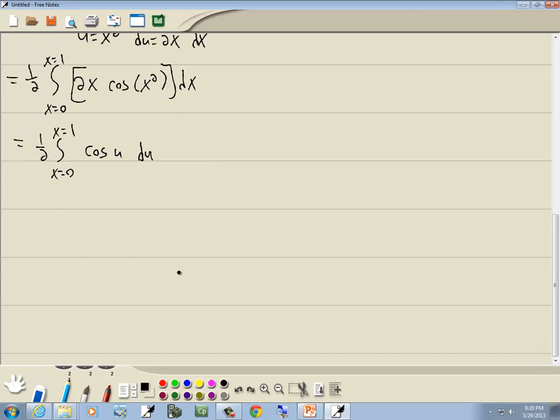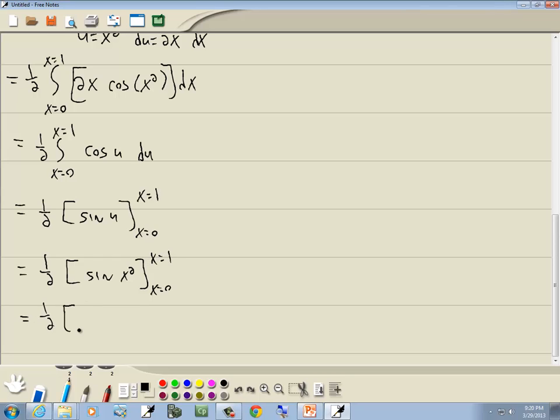Well, we'll take the integral of that with respect to u, which gives us sine. So that's sine u from x is equal to 0 to x is equal to 1. We can't plug in these x values, though, until we put the u equals back in. So up above, we said u was x squared. So we're going to have sine of x squared from x equals 0 to x equals 1. Well, now we'll plug those in. We'll put 1 in for the x. So we've got sine of 1 squared minus sine, and we'll put the 0 in for the x, so sine of 0 squared.